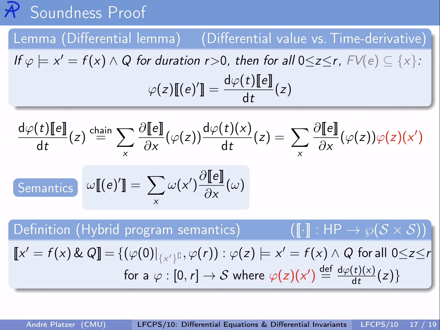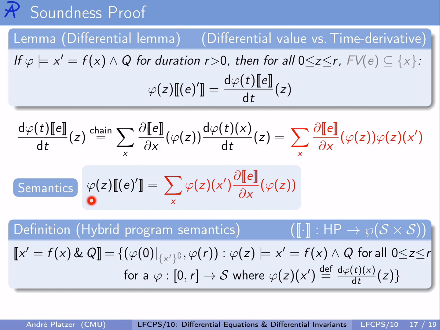Now, remember what we want here is a state omega that is a state along a solution of a differential equation. Let's plug that in. In that case, it means the semantics of a state at time z of a solution of a differential equation of an arbitrary differential term e prime is the sum over all partial derivatives of the value of e at the state, which now has a different name. It's now the state that happens to be the state at time z that the solution has, multiplied with still the state at time z that the solution has, but now of the co-state x prime variables.